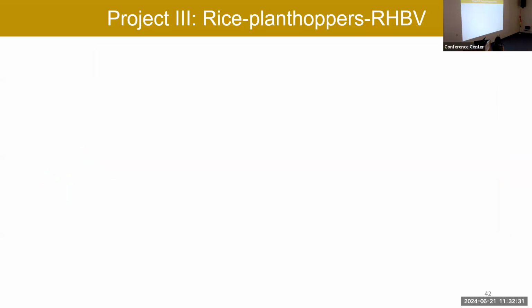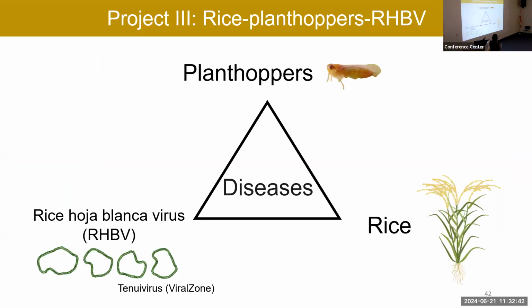Thank you, Laura. So the third project we are working on is rice plant hoppers and RHBV. It's the rice hoja blanca virus system. So this is similar to what I presented about the INSV, lettuce, and thrips. So we have the plant hopper. It's present in Florida rice fields, and we have the rice, but we don't know if we have this virus or not.